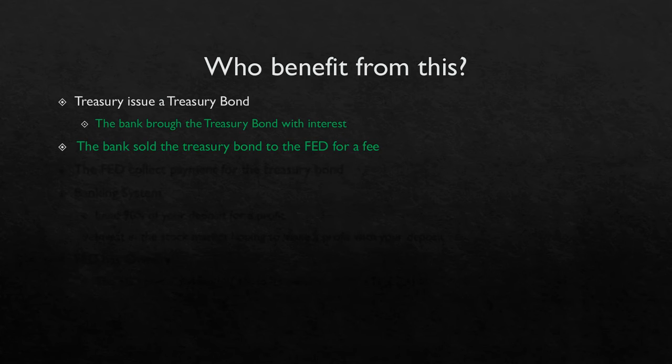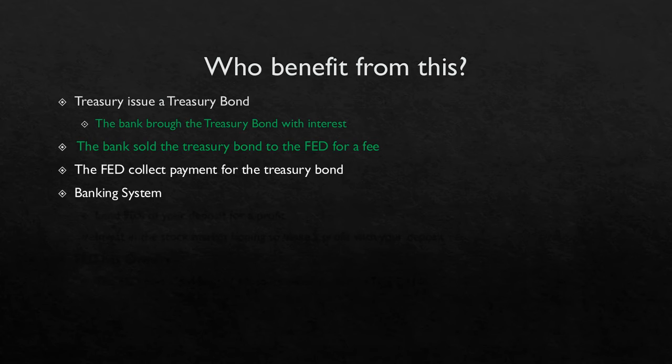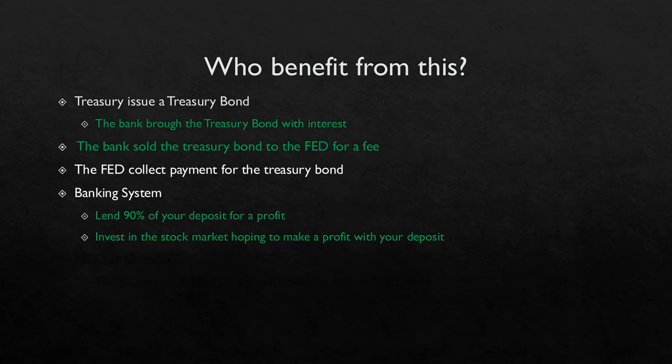So far, the bank already made money in two ways with the Fed system. The Fed now just has to hold the Treasury bond and collect payment once they bought it from the bank. Let's go ahead and evaluate the other system, which is the banking system, right? So the bank will lend out 90% of everything that gets deposited into their vault. They don't lend it out for free. They charge interest on it, so they make money there. And they will also invest some of it in the stock market, hoping to make a profit. They make money there again.